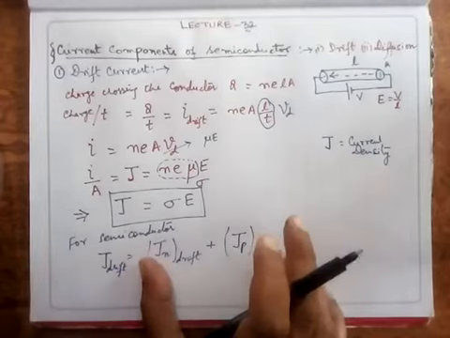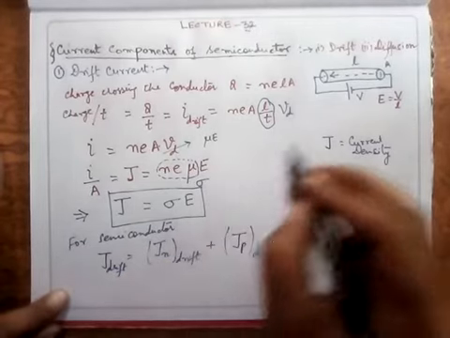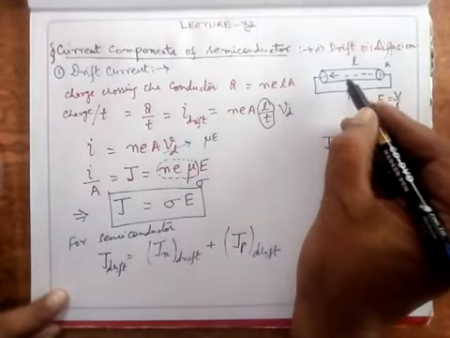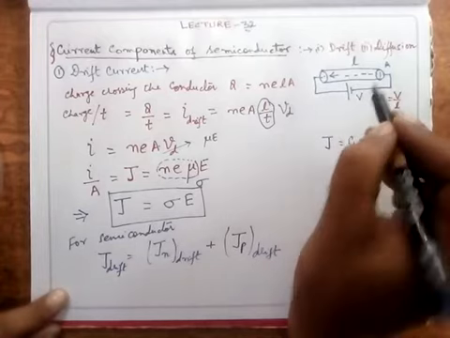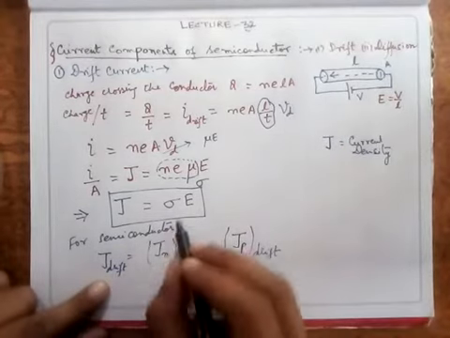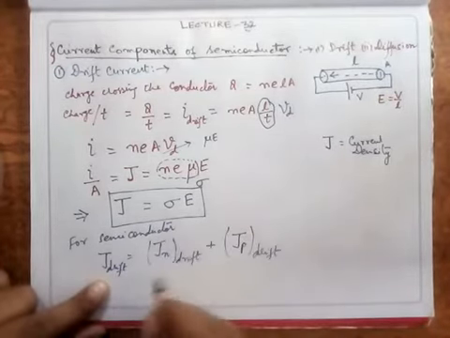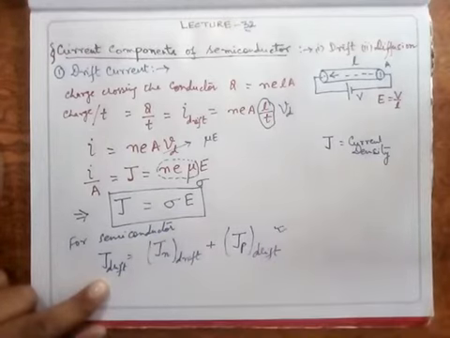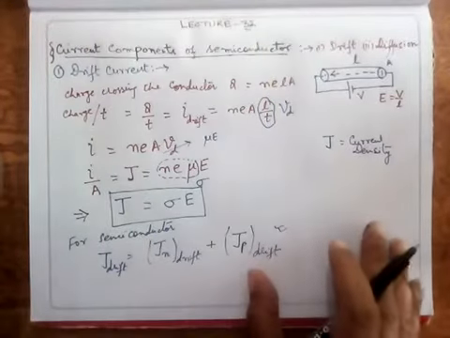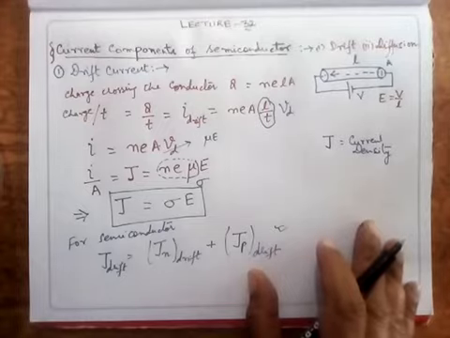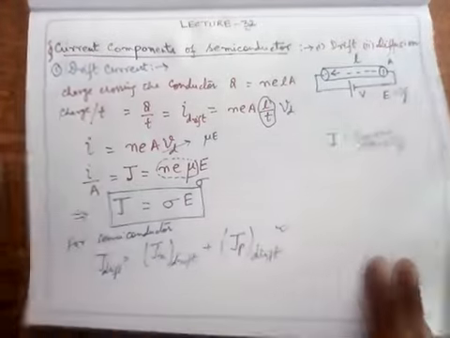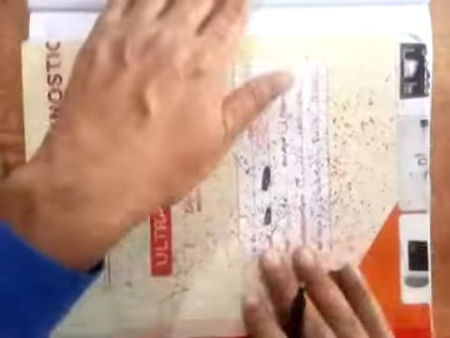I hope that this is clear to you. So drift current is because of the drift of the electrons due to the applied electric field, and this drift current I can expand later on. This is equal to this much. So I hope that this point is clear to you. The next current that I'll discuss is the diffusion current. What do you mean by the diffusion current? I hope drift current is clear to you.